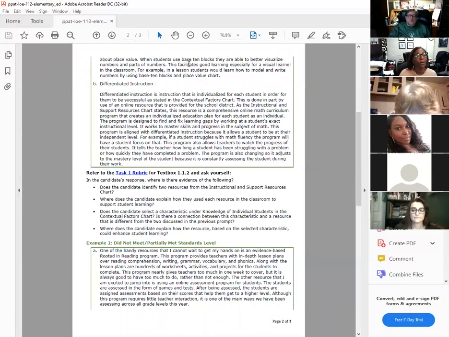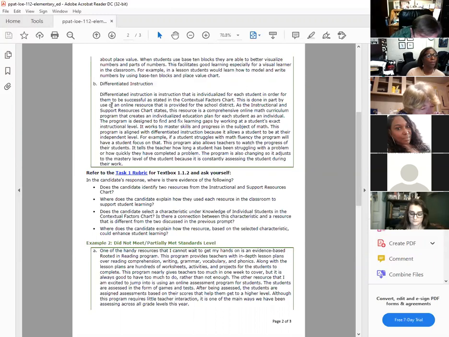And remember here, it says, as the instructional and support resources chart states, differentiated instruction is instruction. This is what? This is what? Research. Remember research, write that down. Add research to your topic.